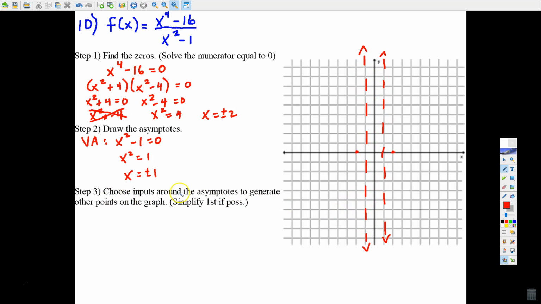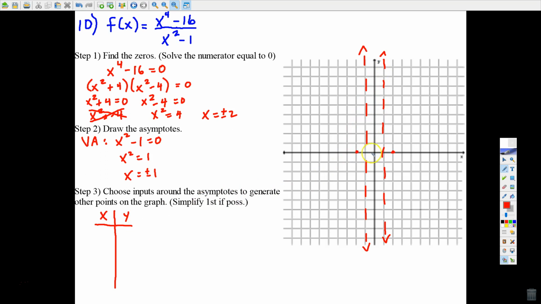Okay, and now I'm going to do some inputs around these asymptote lines. I need to know what happens to the left of x equals negative 1, so I'll choose some negative numbers. I need to know what happens in between, so I'll choose some numbers in between these two dotted lines, and then I need to know what happens to the right. So let's get to it. Let's make our table. And I think I'm going to wait until I get a feel for the y numbers before I start plotting, because I might need to change the units on the y-axis to make this fit.